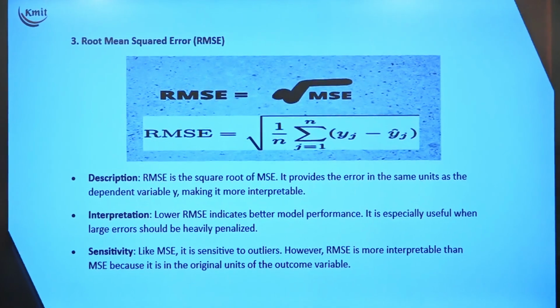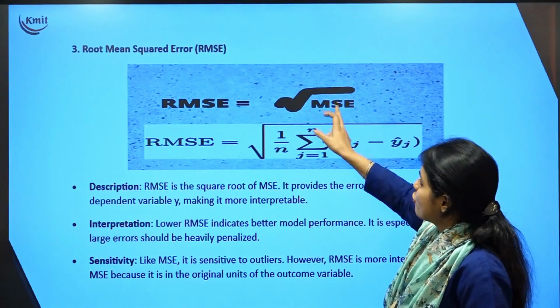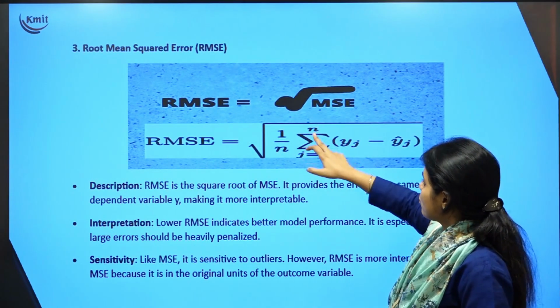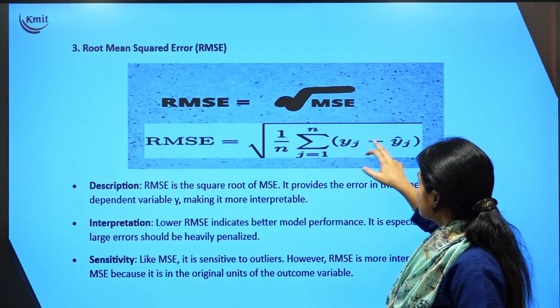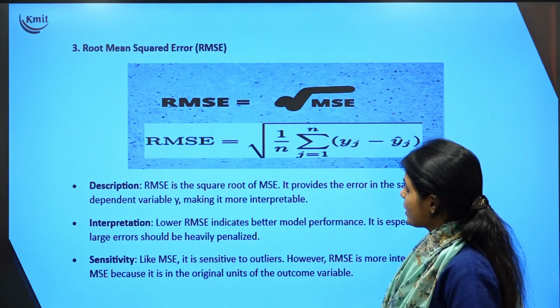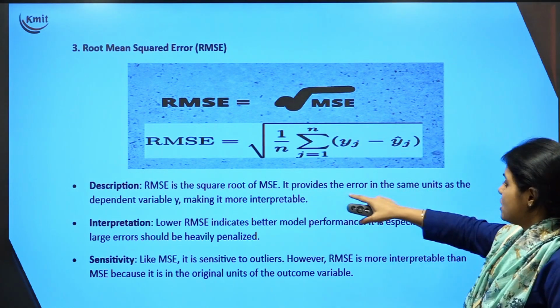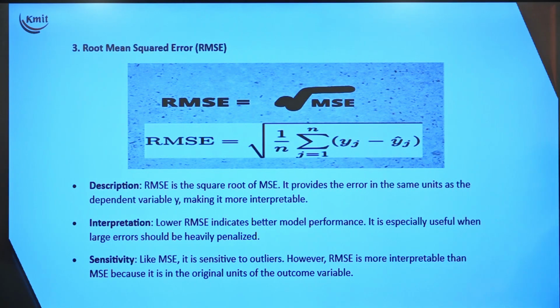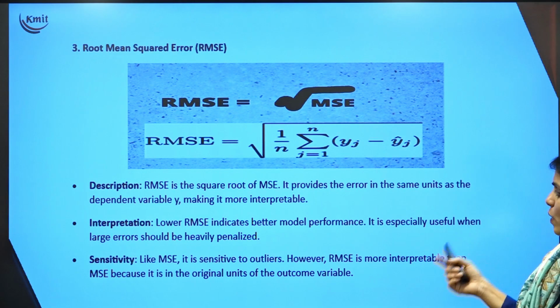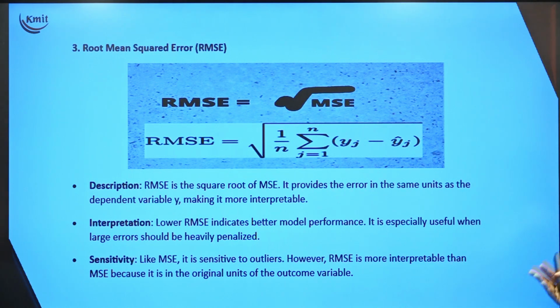And the third type of regression metric is root mean square error, which is nothing but the square root of MSE. So here I have the square root of the squared difference between actual value minus predicted value. So RMSE is the square root of MSE. It provides the error in the same units as the dependent variable y, making it more interpretable. Lower RMSE indicates better model performance. Hence, we try to reduce the large errors because of this particular performance metric. When we talk about sensitivity, like MSE, this is also sensitive to outliers. However, we use RMSE, which is more interpretable than MSE because of the squaring which is performed.